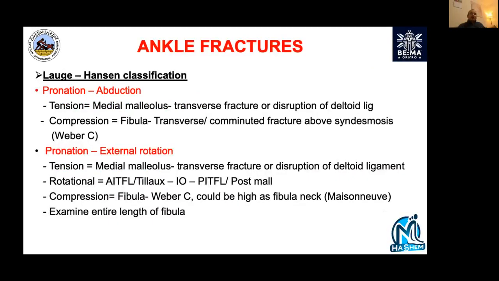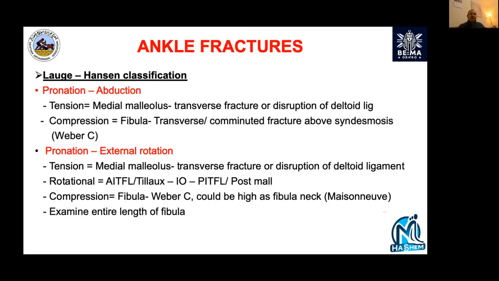If we come to the pronation side, it's the reverse. So in pronation, the tension will be on the medial side and the compression will be on the lateral side. So again, when you see an X-ray with tension on the medial side, you know this is a pronation. And if there is no rotational element, it's pronation abduction, which means tension on the medial side in the form of avulsion fracture from the medial mal or rupture of the deltoid ligament. And then after that, compression of the fibula, which will equal a highly comminuted fracture at a high level like Weber C. Pronation external rotation, same story.